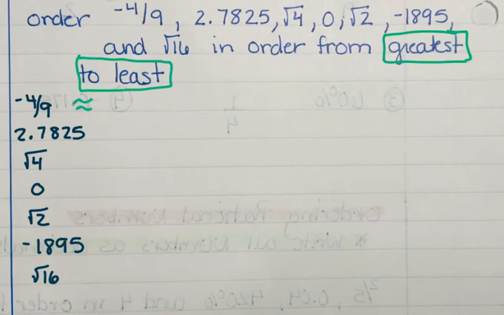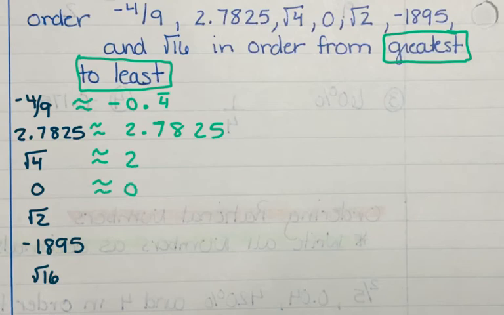Okay, so I need to divide -4 divided by 9, which is going to give me -0.4 repeating. Okay, this one is already done for us. So I've got 2.7825. The square root of 4. Okay, the square root of 4 is a perfect square. 2 times 2 is 4. So that means this will change to just 2. 0 will remain the same. The square root of 2.